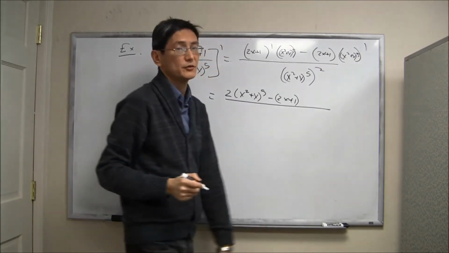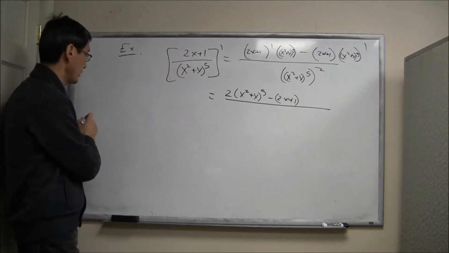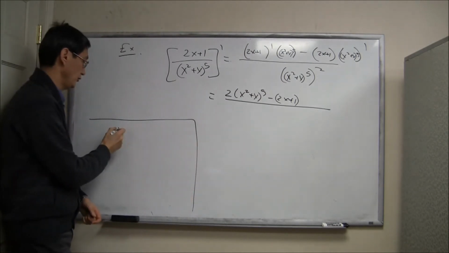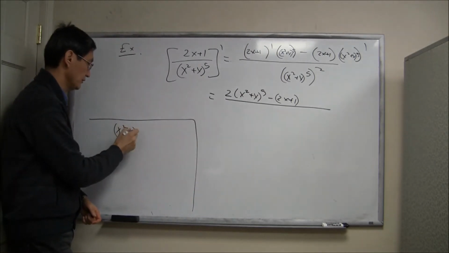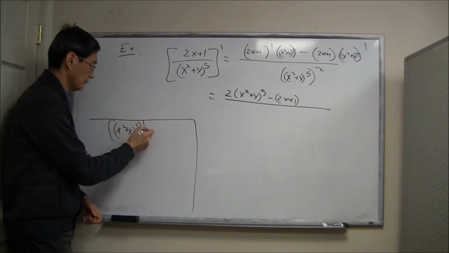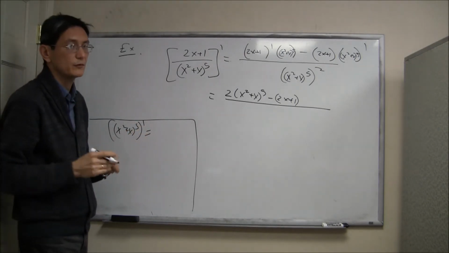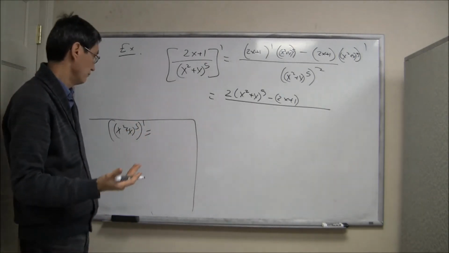Derivative of x squared plus x to the fifth is a bit more complicated. I'll try to do it on the side. After a while, you will be able to do it without any troubles, just mentally. But for now, just a few times, let's do it and write everything down.